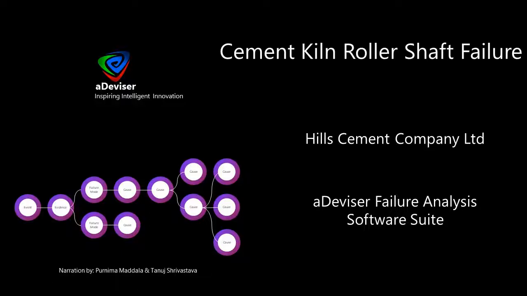Welcome to episode 4 of A Divisor Failure Analysis Case Study. This investigation is done for a failure of roller shaft on the cement kiln.